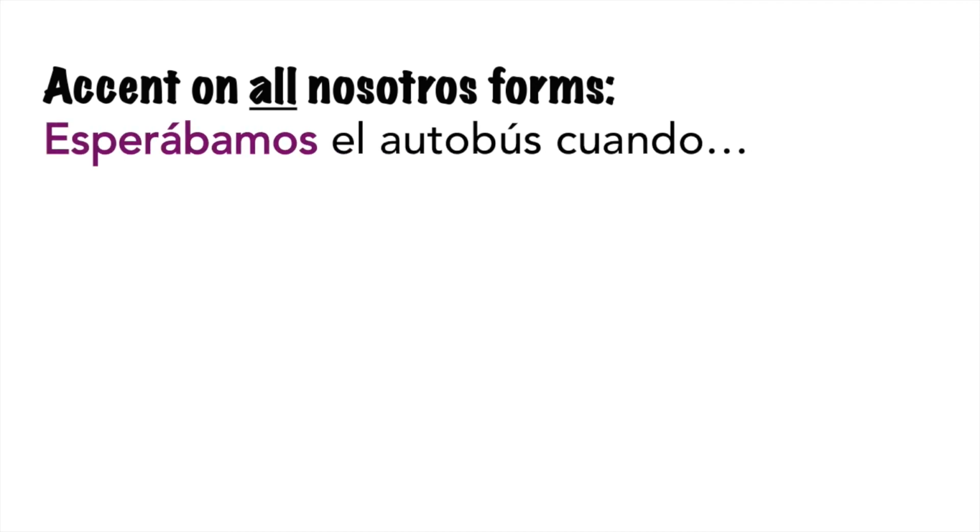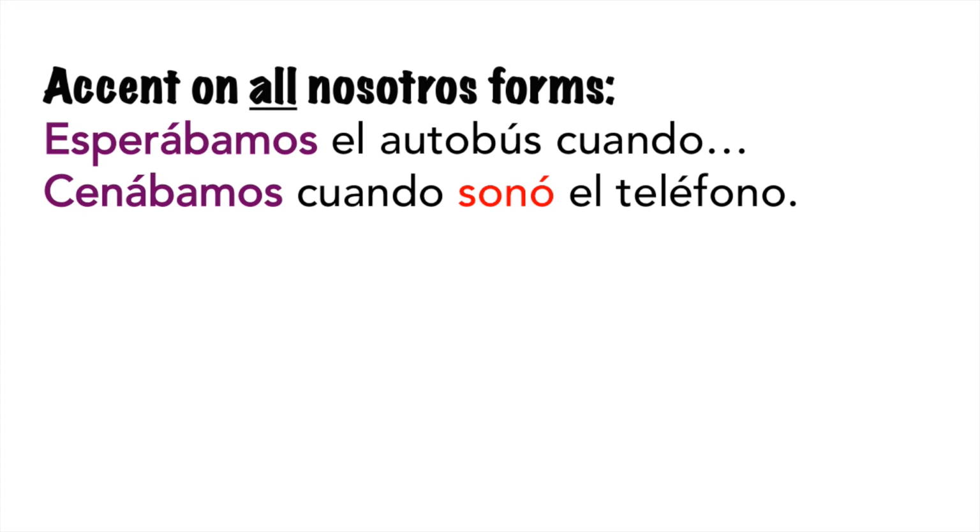There are a few more things we need to be aware of when using the imperfect tense. First of all, there is always an accent in the nosotros form. Here are some examples. Esperábamos el autobús cuando. We were waiting for the bus when. Cenábamos cuando sonó el teléfono. We were eating dinner when the telephone rang. Again, the first past tense verb describes what was happening, an ongoing action in the past, and is therefore imperfect. The second one, the telephone rang, is a completed action. We don't use the imperfect tense for completed actions in the past.